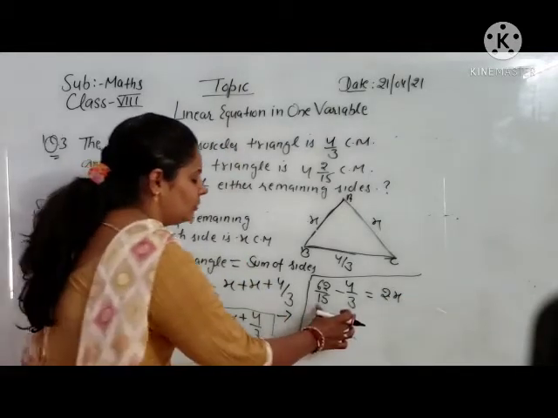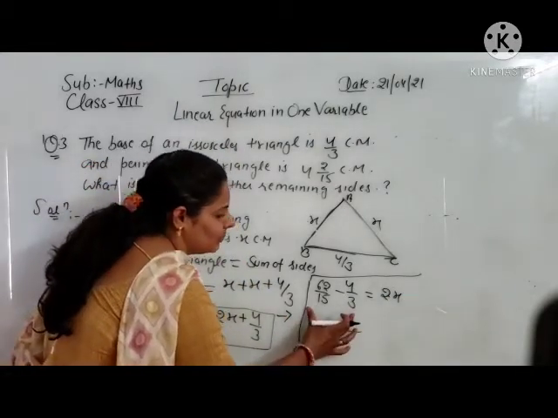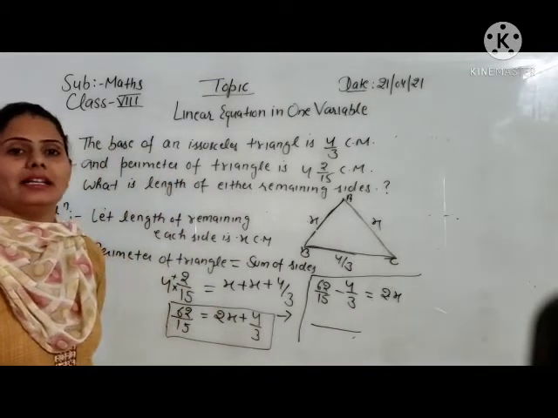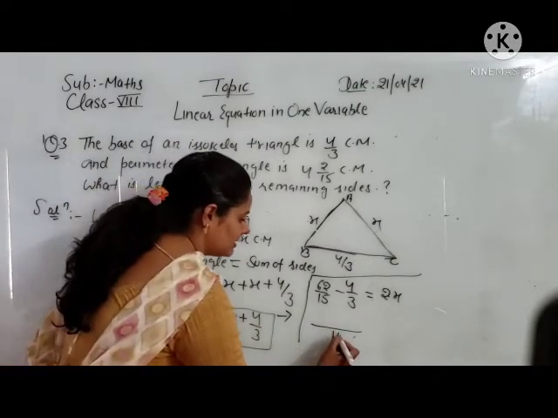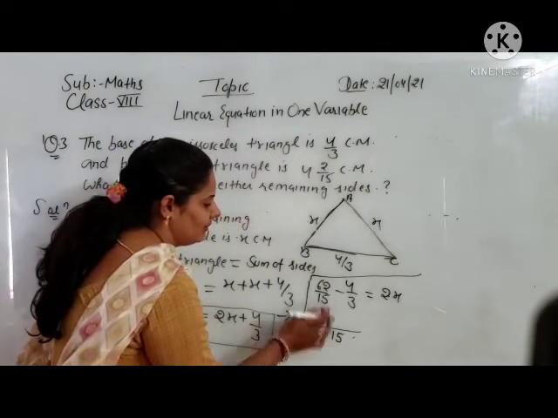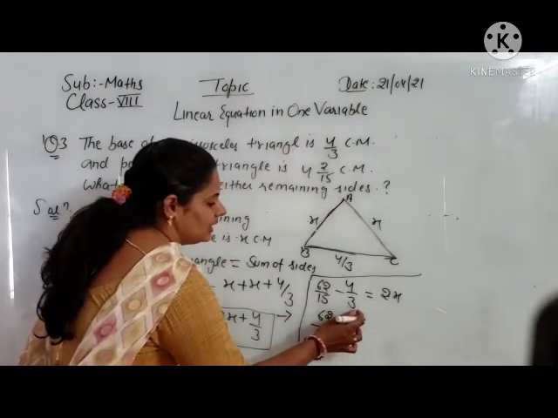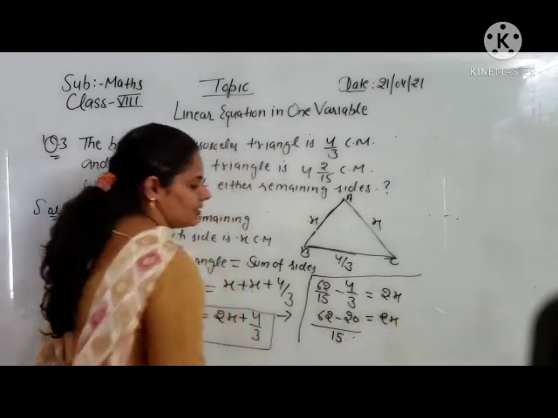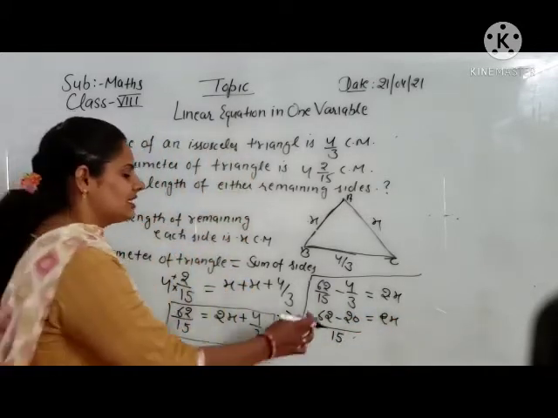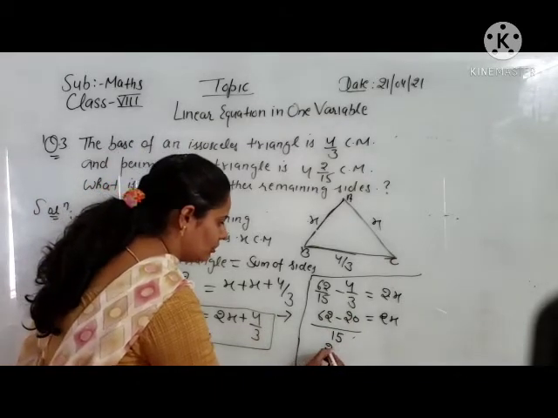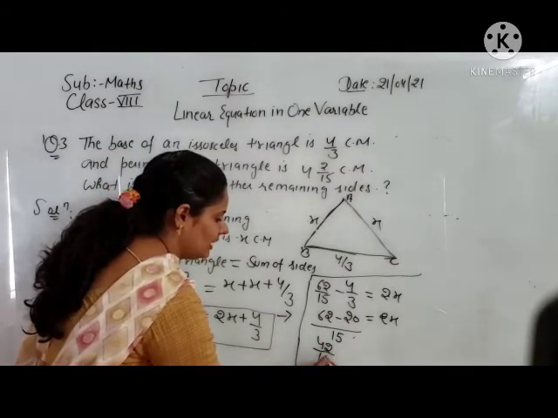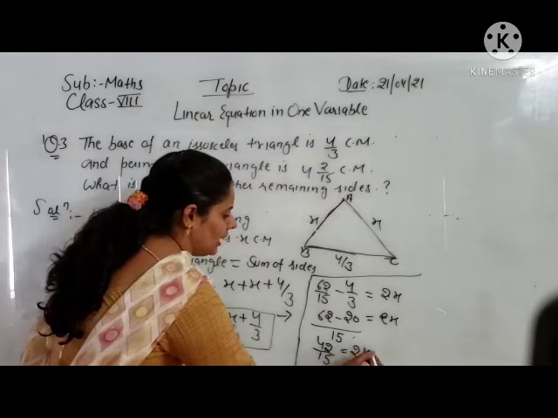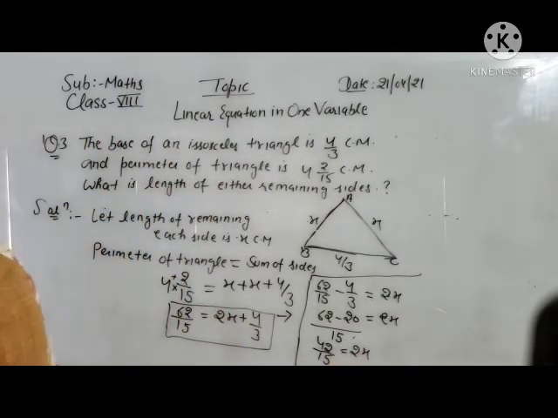Clear? Now you can see here the denominators 15 and 3 are different. So how will you solve? By taking the LCM. So 15 is the LCM. What will you get here? 62, 3 fives are 15, and 5 fours are 20, is equal to 2x. Clear? Now 62 minus 20, what will you get? 42 by 15 is equal to 2x. Clear? You are getting 42 upon 15 is equal to 2x.